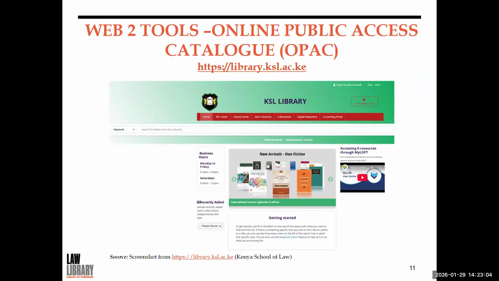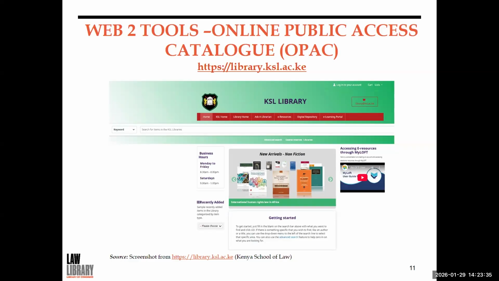Then we have Web 2.0 tools like the OPAC. This is how the interface for the Kenya School of Law Library OPAC looks. Every time we buy new books, we normally upload them there, so users are able to know which library materials we've acquired recently. They are also able to log in to their own student account to check their circulation history, maybe they borrowed a book but cannot recall which author wrote it.